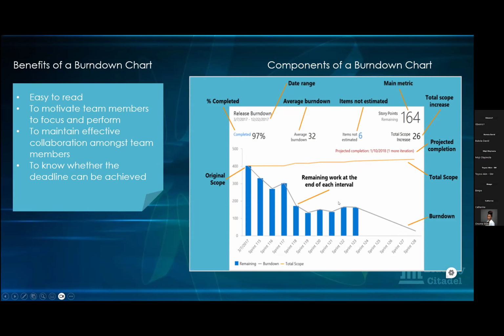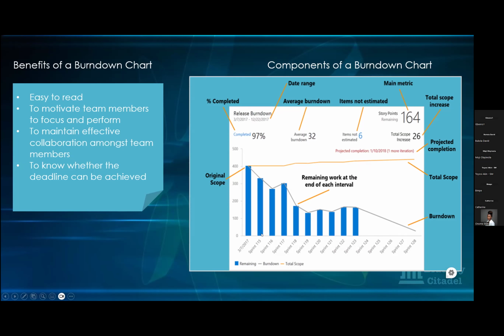And then the gray one that keeps coming at the top of the bars, that is the burn down line. That is the team's burn down line. This is the original scope they started with, so that's why you have your total scope line there. And like I said, that is the burn down line. Okay, going on, you have the completed percentage here. So this tells you the 97% gone. Remember, they started with 400 and they have 164 remaining. So this gives you the percentage of what is remaining. And like I said, the projection also helps.